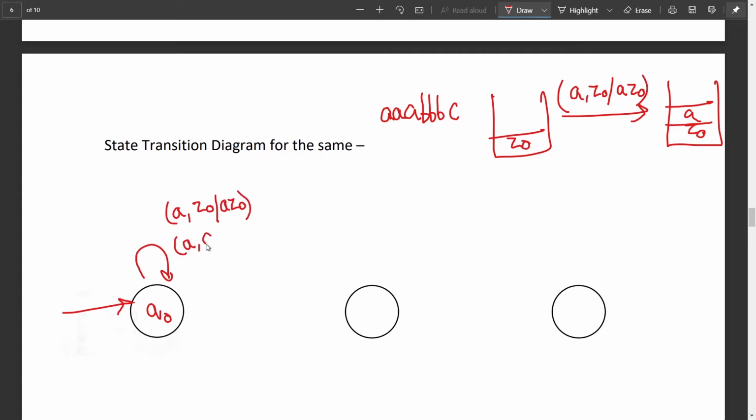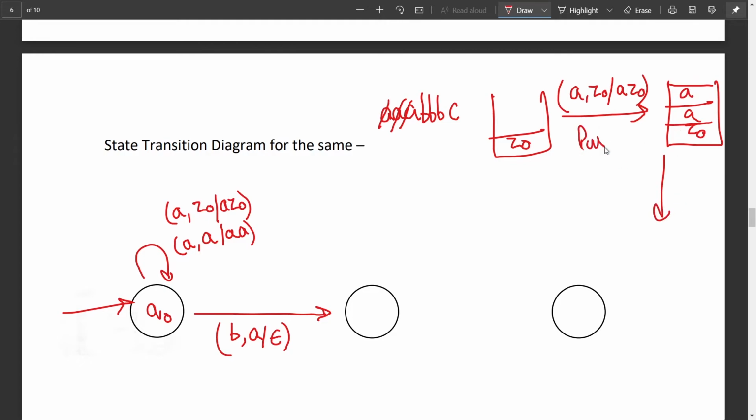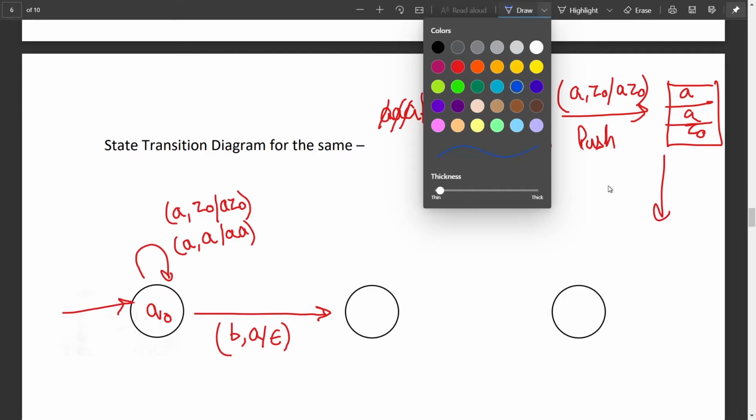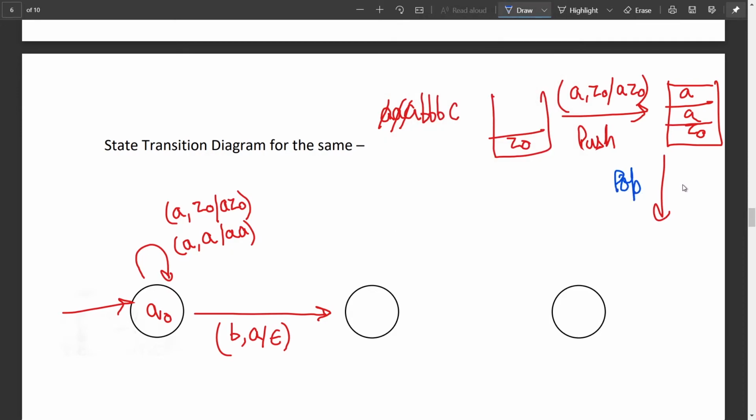Similarly, if we get an A and there's already an A on the stack, we'll just push another A. So this covers that. Now when we have passed all the A's, like we passed 3 A's suppose, then we'll get a B, and for the corresponding B we have to pop the particular A. So for popping, I told you we'll just write it like this, or push, and we use a different color. This is pop. So for this we consider input symbol B, and there's an A on the top of the stack. We'll just pop it.